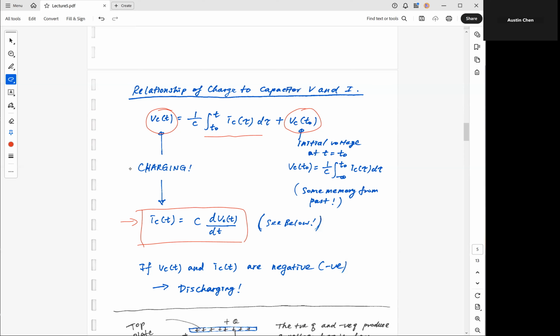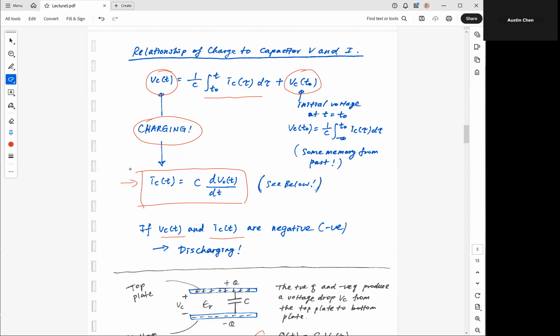So if both Vc of t and IC of t are larger than 0, in other words, if they're both positive, then I can say that the capacitor is being charged. I'm charging my capacitor with positive V and positive I. If both V sub C and I sub C are negative, then we can say that the capacitor is being discharged, right? So this is the opposite case. I can charge a capacitor, and I can also discharge a capacitor by looking at the sign of it.